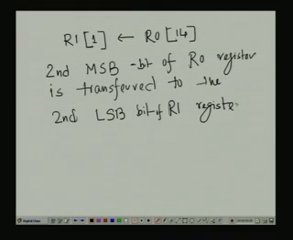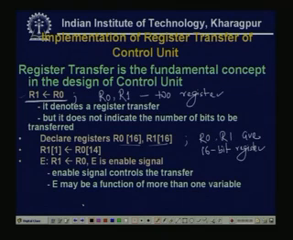So, not only can all the bits of the register value be transferred, in this way one particular bit can be transferred. Now, this is actually an unconditional transfer. Or simply R0 to R1, all the bits of R0 are transferred to R1, that also we can do.